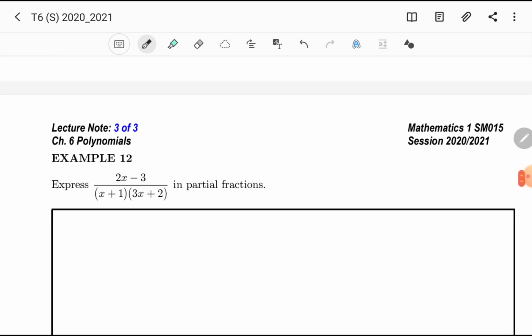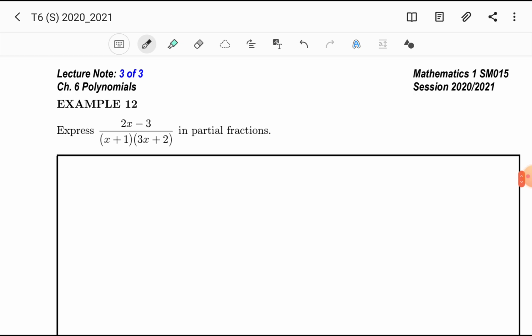Okay, we go to the example number 12. Okay, so dalam exam, dia takkan cakap the given fraction is a proper or improper. So, first step kita, we need to check first lah. Okay, proper or not. So, ini adalah proper fraction. So, for proper fraction, we proceed to partial fraction. We decompose kepada beberapa factor.